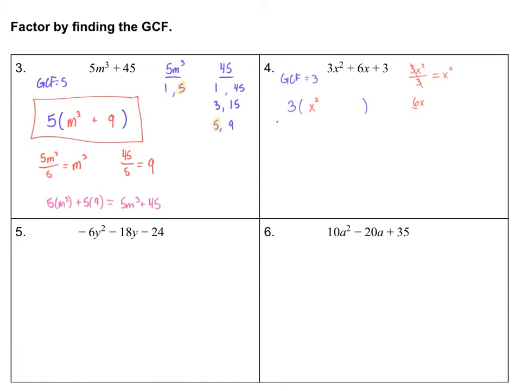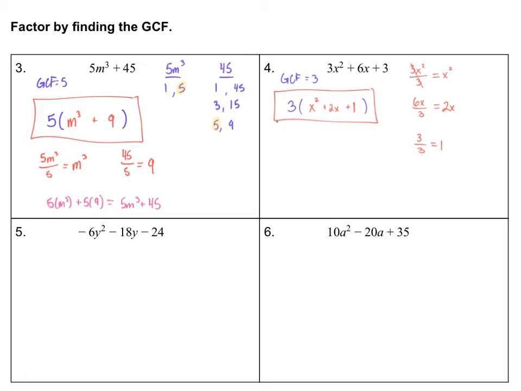6x, that was my next term. If I divide that by 3, 6 divided by 3 is 2, and I still have x, so positive 2x. And lastly, I have the 3, and if I factored out the 3, I can think of that like dividing. 3 divided by 3 is 1, so I have a plus 1. All right, don't forget that plus 1, even though you factored out the GCF. All right, so we have 3 times x squared plus 2x plus 1, and this is my fully factored form.